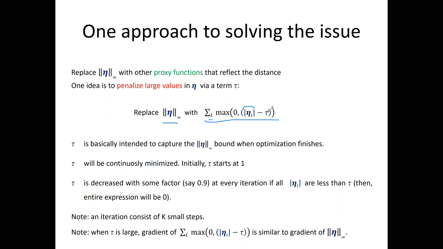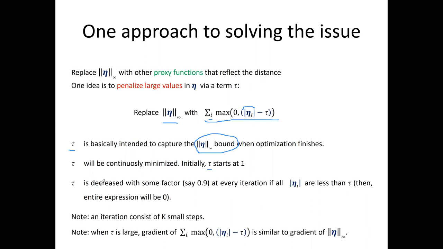This tau is essentially a hyperparameter, but it actually changes during optimization. When the whole thing finishes, it will define some L infinity bound. Initially, when you start the process, tau will start at 1. So now you see what happens. If tau starts at 1 and the absolute values of eta i are between 0 and 1, you are going to end up with everything being 0. The whole thing will be 0.